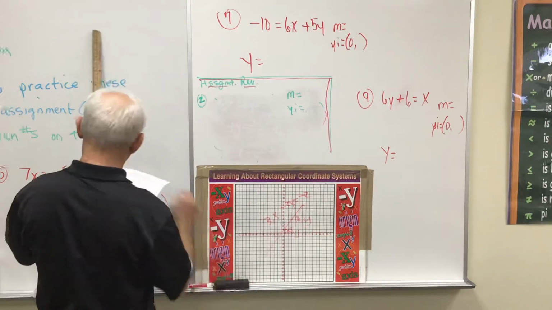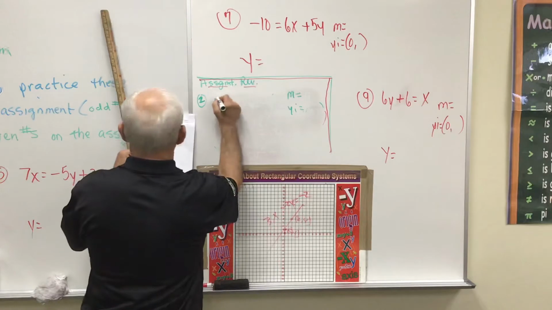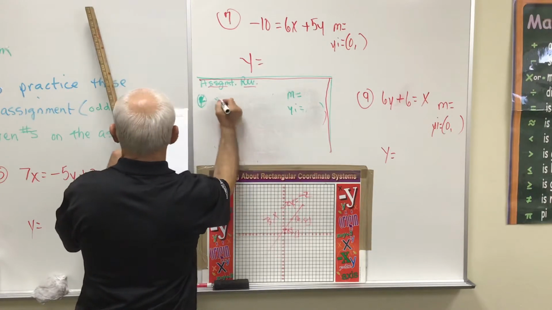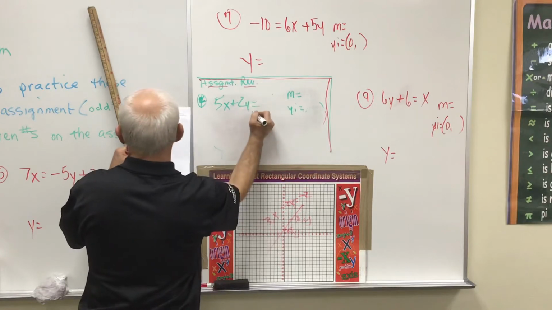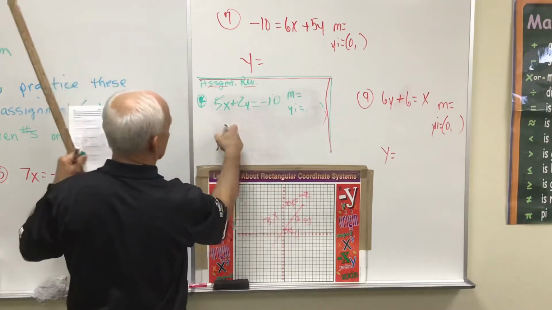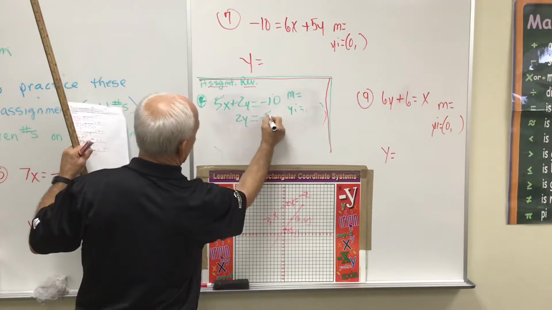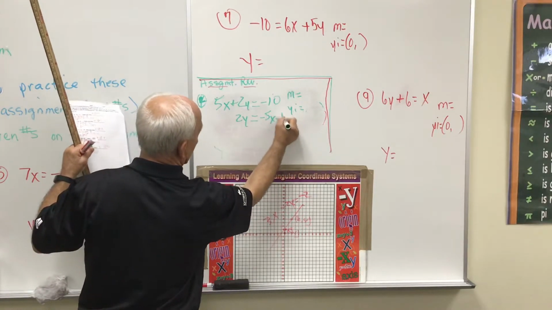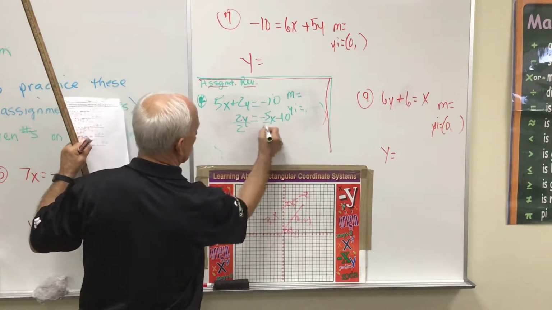Got a couple more left here. We'll shoot real quickly. You can see how the work's done. Number 4 is 5x plus 2y equals -10. All right, let's see. We're going to get the 2y by itself. We're going to make that minus 5x minus 10. Don't forget your integer rules now as we divide.